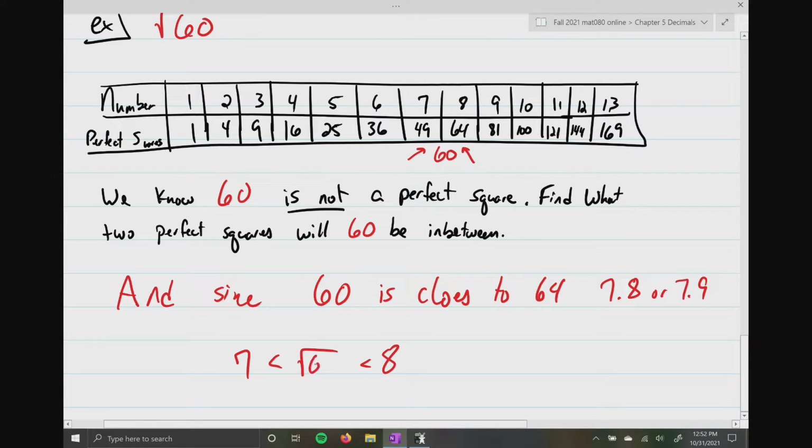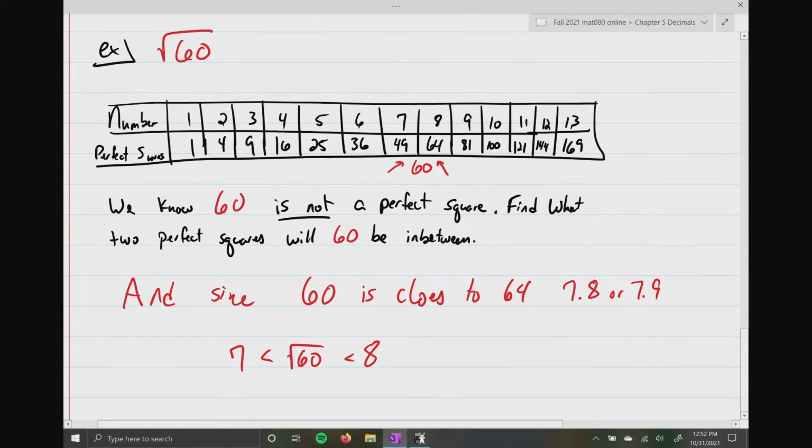Okay? Now, if you were to ask me, well, Mr. Float, do you think it's closer to 7 or do you think it's closer to 8? I would say that it's closer to 8. Why? Because 60 is closer to 64. And like I said, this leads us into our next topic, which deals with, well, how do you calculate this using a calculator? All right? Because you're going to have some questions that say, use a calculator to find the approximation of the square root of 60 or any other radical.